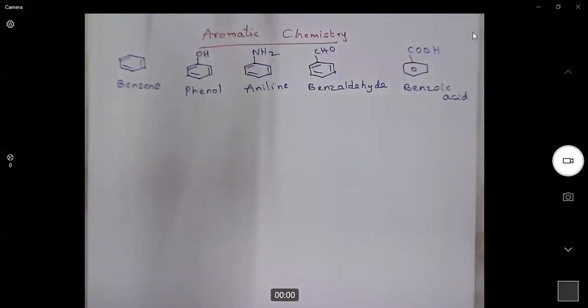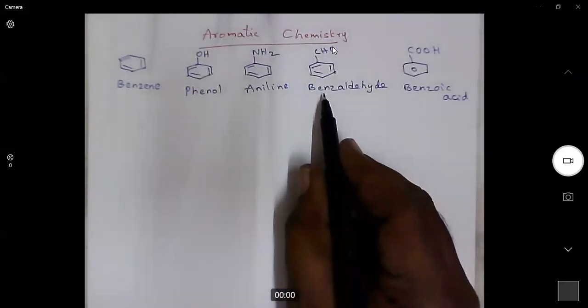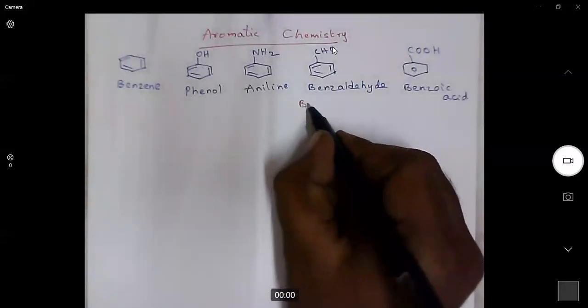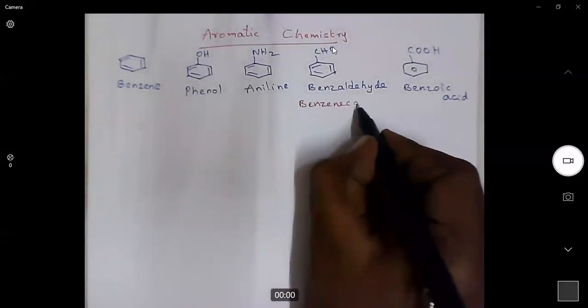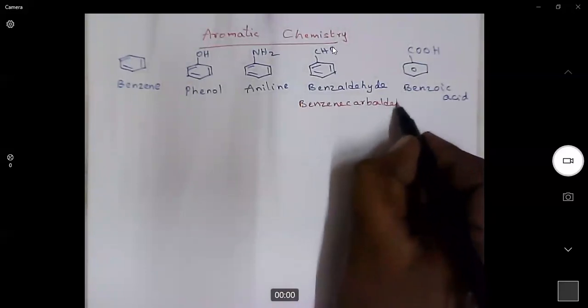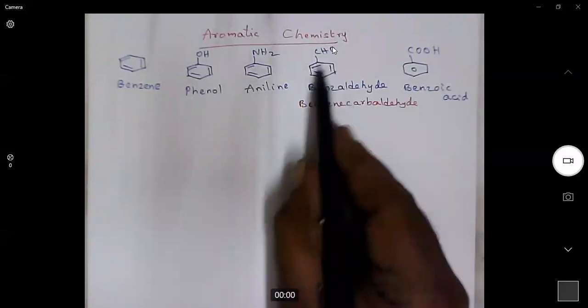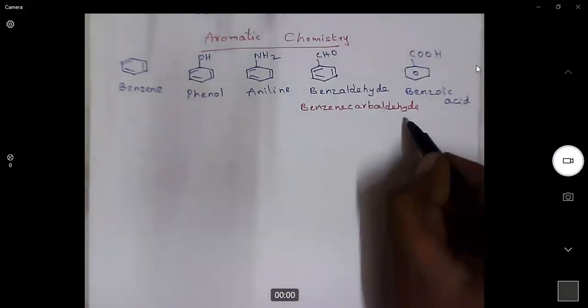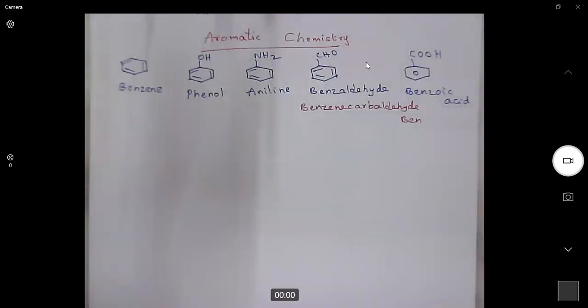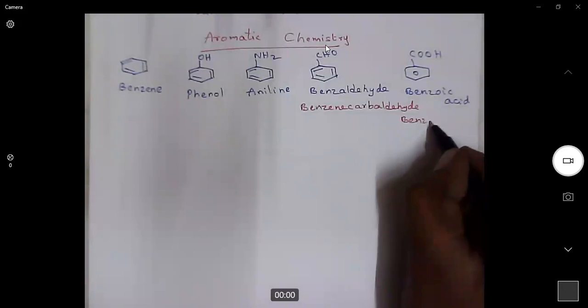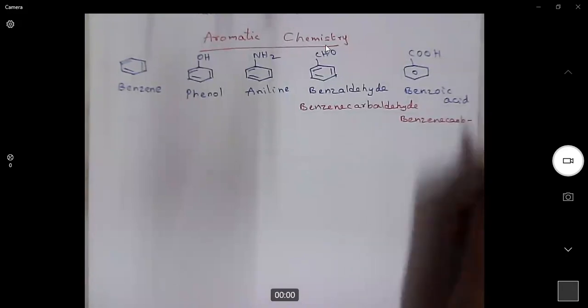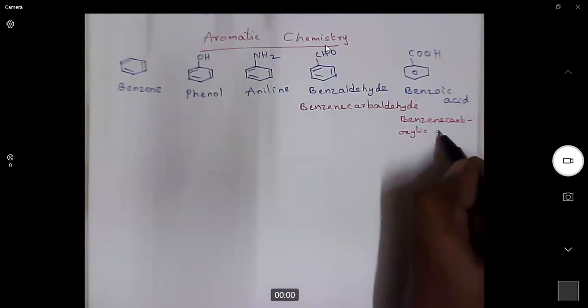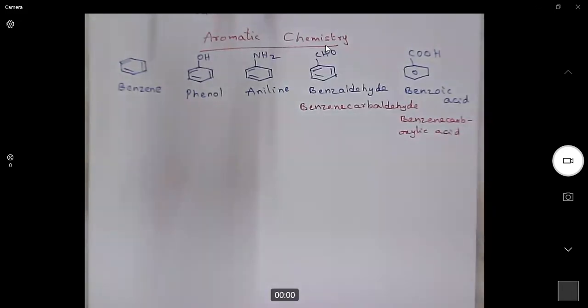Okay, IUPAC names, for example, benzaldehyde: its IUPAC name is benzene carbaldehyde. Benzene is different, the aldehyde group is different, so it is benzene carbaldehyde. Similarly, benzoic acid also, it is benzene carboxylic acid.